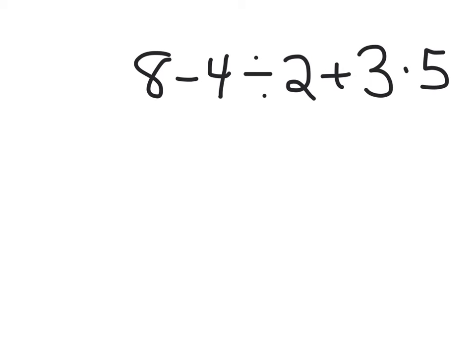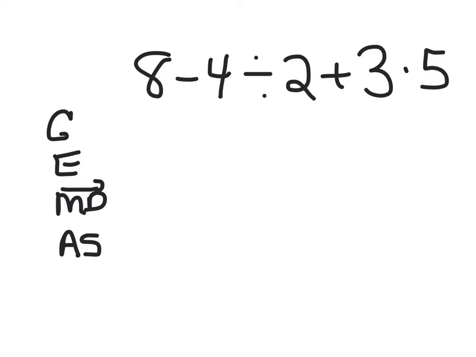Okay. On the side of your paper, as you're doing every one of these problems, go ahead and write G first, that's our first step, E, MD, put those together, and AS, put those together. The reason we group multiplication and division is because we go left to right, whichever one we see first, so put an arrow on the top. Same with addition and subtraction. Put an arrow over top.